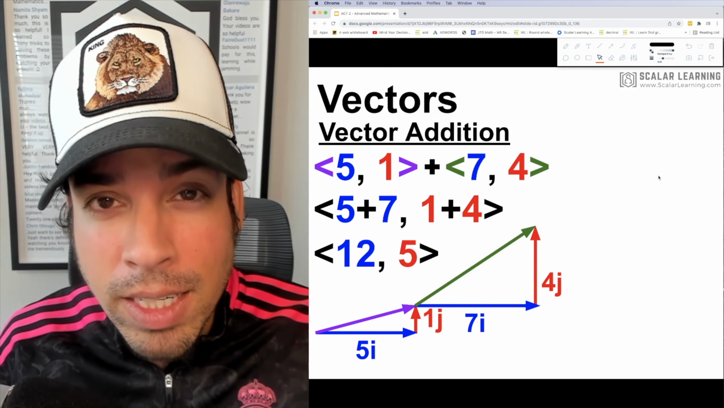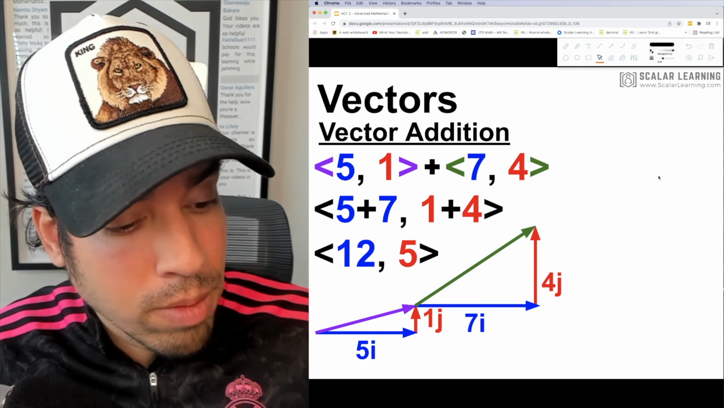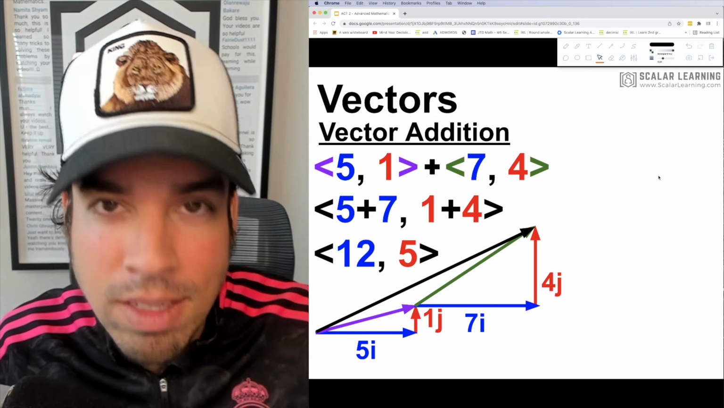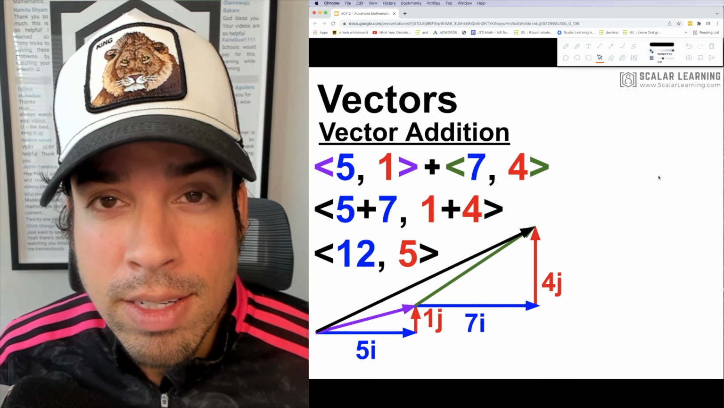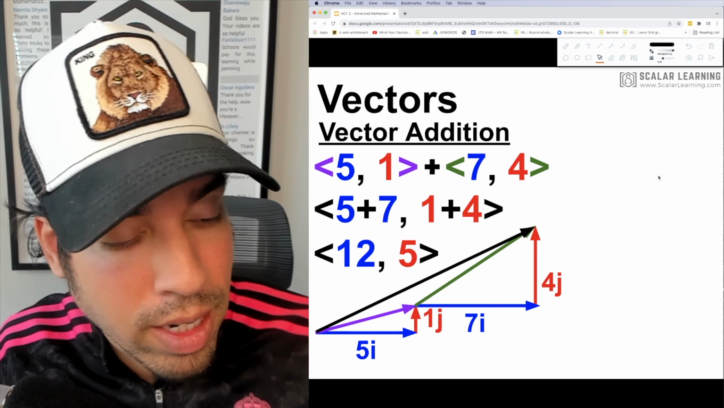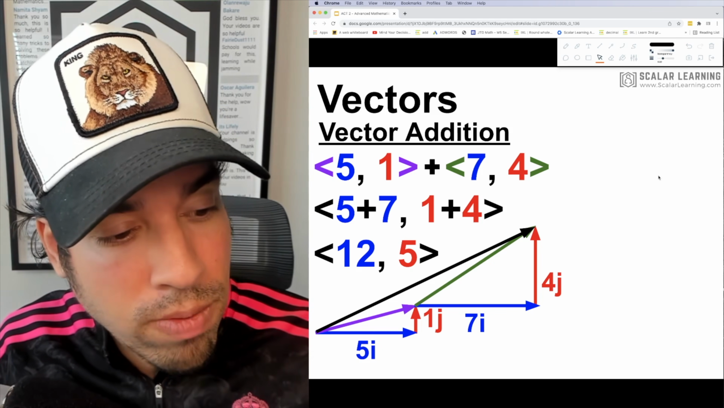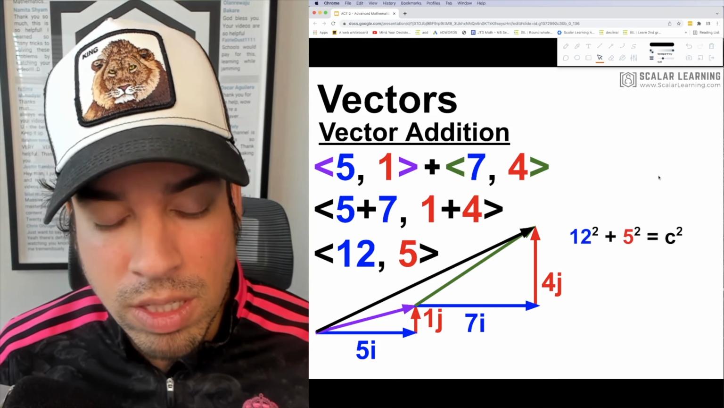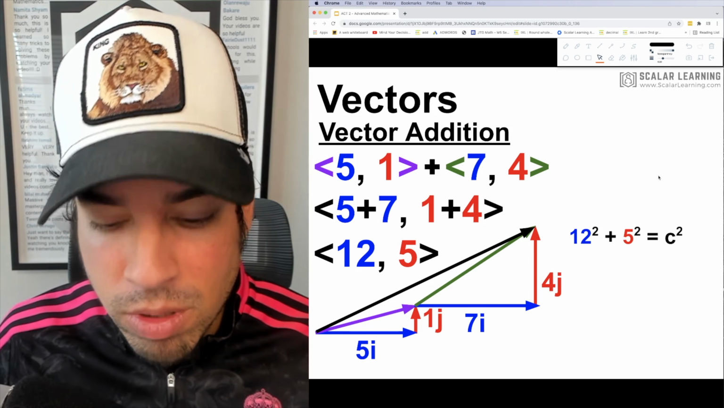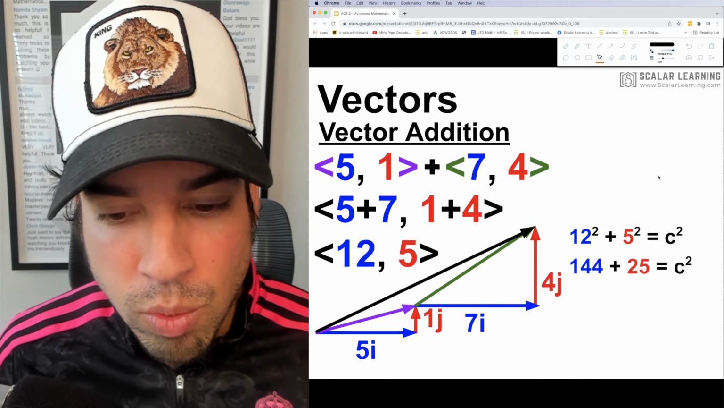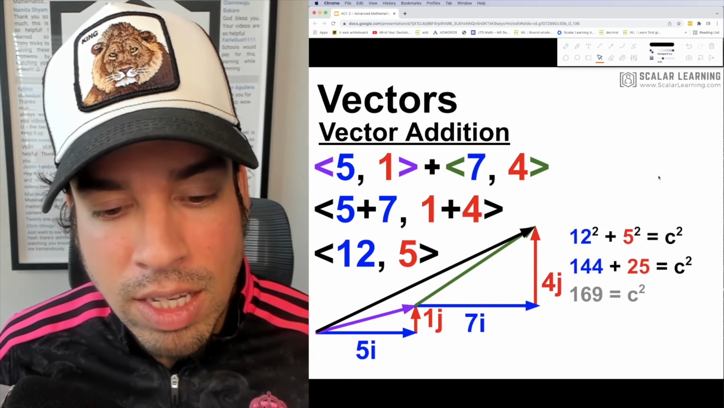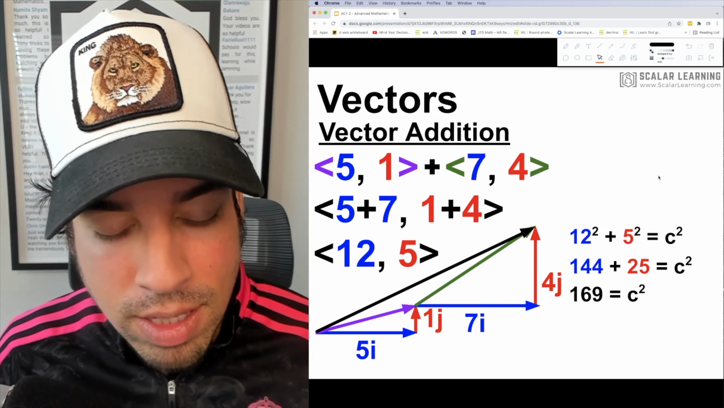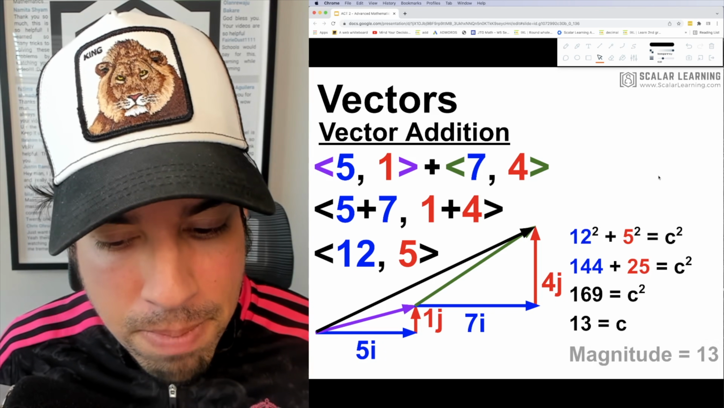And then my final vector is from the starting point of the original vector, the purple vector, all the way up to the tip of the green. So that's the big dog. And so how do we find the magnitude of this final vector? Well, again, I've got the 12 left and 5 up, right, in the final component vector. So we use Pythagorean's theorem once again. 12 squared plus 5 squared equals c squared. So that's 144 plus 25 equals c squared. That gives me 169 equals c squared. Well, what's the square root of 169? That is 13 for the magnitude.